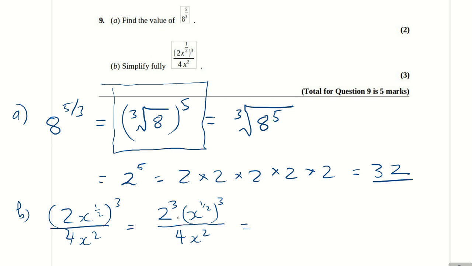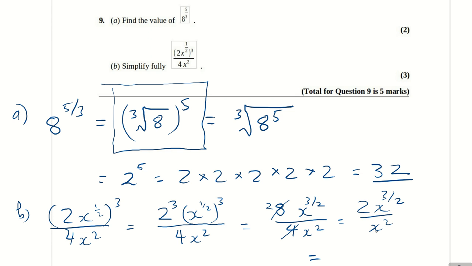Right, now 2 cubed is 8, so we've got 8x. Now when we have x to a power and then we raise the whole thing to another power, it's the same as multiplying those two powers. So that's going to be x to the 3 over 2 over 4x squared. Now we can cancel out the 8 with the 4 because 4 goes into 8 twice. So we end up with 2x to the 3 over 2 over x squared.